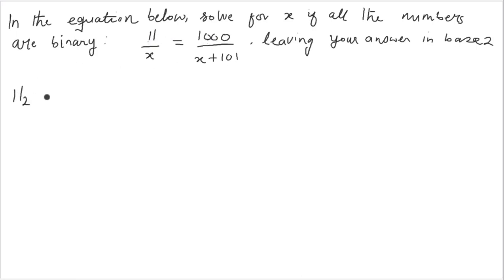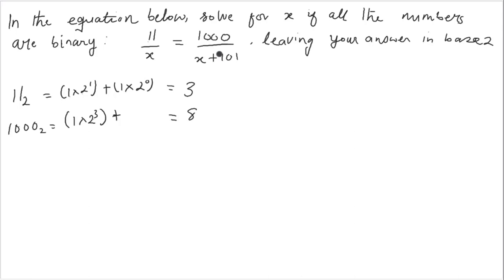First is 11 base 2. 11 base 2 is what? 1 times 2 power 1 plus 1 times 2 power 0. And this will give me 2 times 1 is 2 plus 1 is 3. Okay, then the next one is 1000 base 2. And then this will give me 1 times 2 power 3, plus, all this will give me 0. So 2 power 3 is 8 times this will give me 8. So this one is 8.